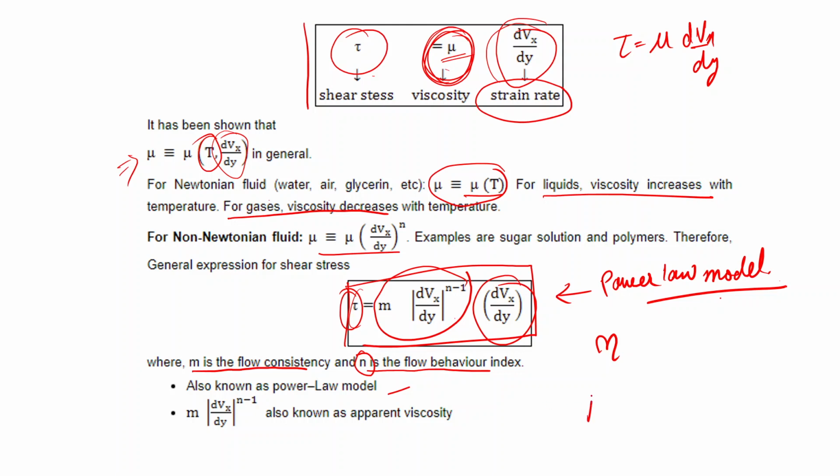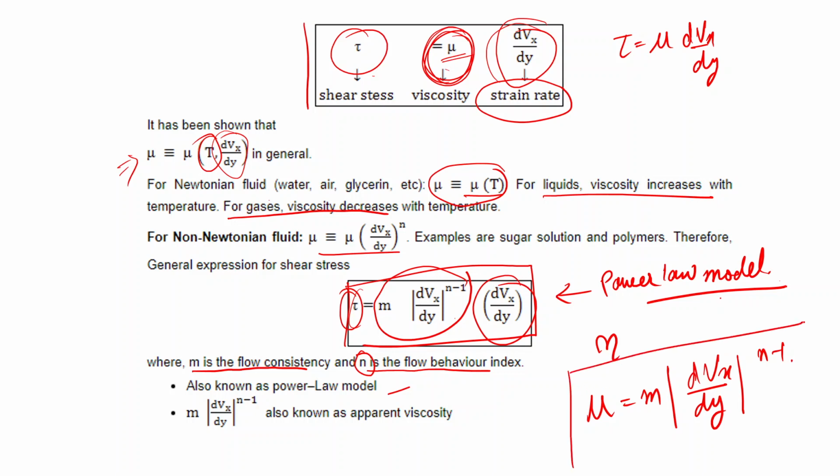So we can write this mu as m times dvx upon dy raised to n minus 1. So this is our formula for apparent viscosity that comes from the power law model, and this will be useful in solving many numericals and also commenting on the rheological behavior of the fluid for these non-Newtonian fluids.